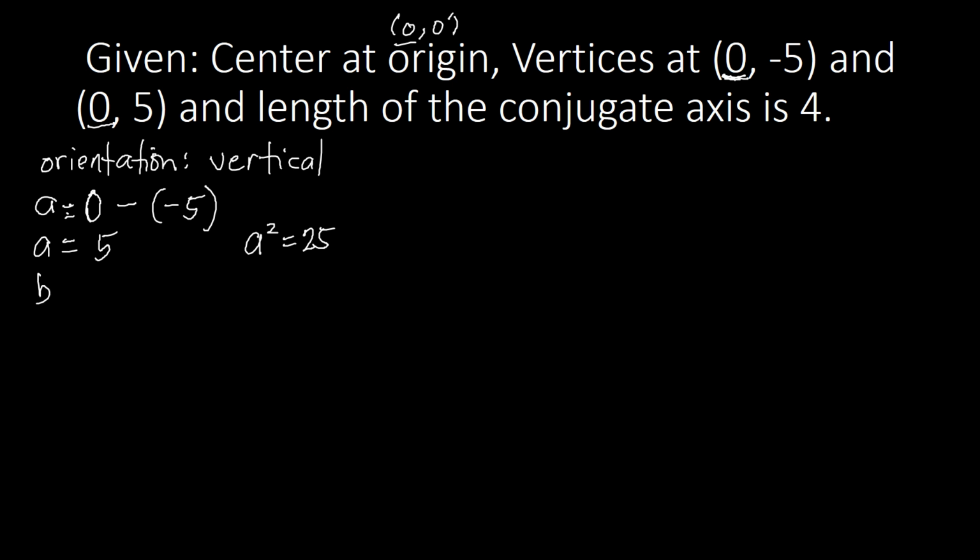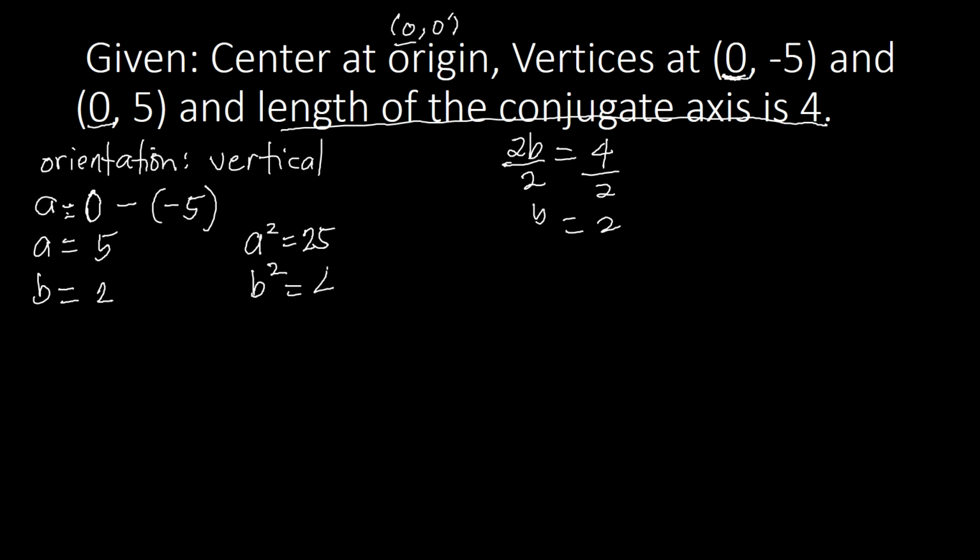Next, we are now going to look for B. Our B here is going to be generated out from the length of the conjugate axis. When you say length of the conjugate axis, that is 2b, in which that is equal to 4 on this problem. Once you want to get b, you just have to divide by 2, and our b is equal to 2. So we have now b equal to 2. Our b squared is 4. We have now the orientation, the center, the a squared, and the b squared. We are now ready to write our standard equation.